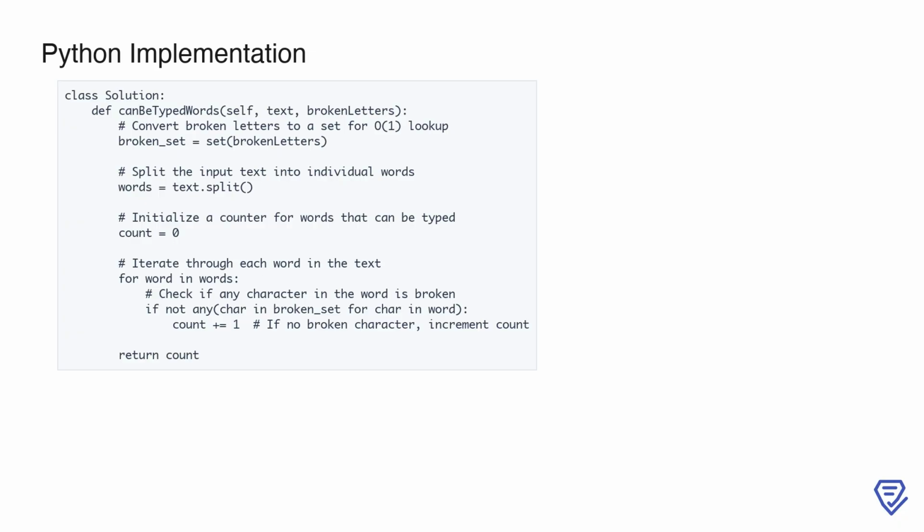Then, we iterate through each word in the list. For each word, we use the any function to check if any of its characters are present in the set of broken letters. If no characters are broken, the word is considered typable, and we increment the count. Finally, the total count of typable words is returned as the result. This implementation is efficient with a time complexity of O(n*m), where n is the number of words in the text and m is the average length of the words. The approach ensures clarity, correctness, and optimal performance for the given problem.